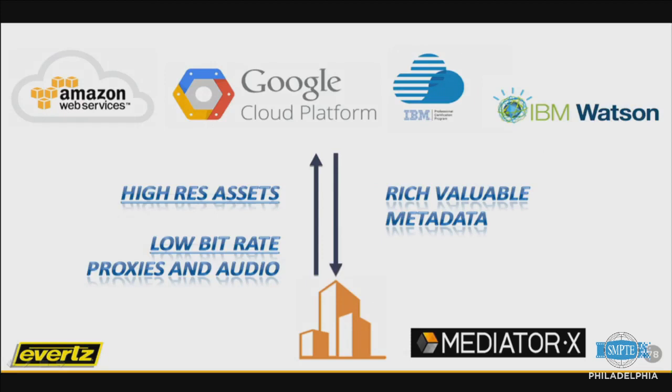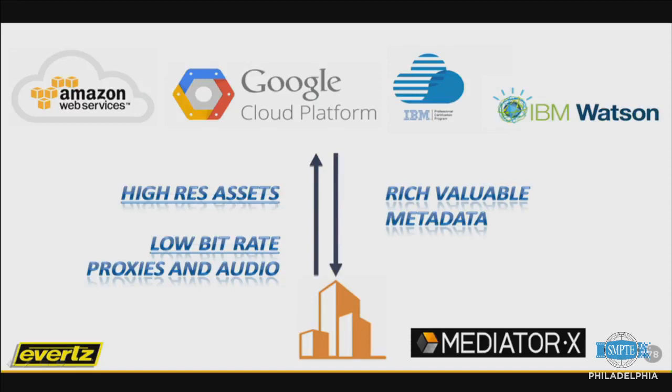Because your assets are in the cloud, you can now take advantage of multiple platforms' services. You can link IBM services to your AWS data storage, probably vice versa, I don't know. You can link Google's services to your Amazon content. And you can call upon those services to enhance your metadata.